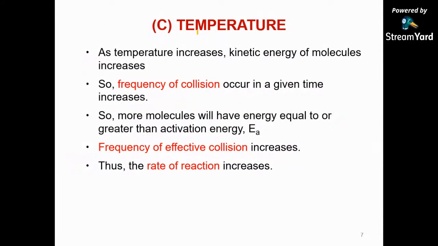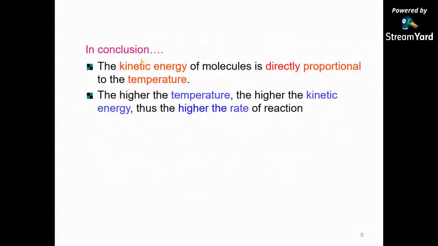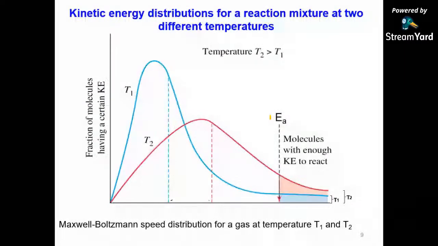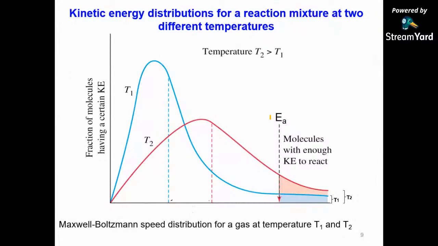For temperature, we have to talk about the effect on the activation energy. So here frequency, then effective collision, and the third one, rate of reaction. The general one is based on temperature increase: kinetic energy of molecules increases. So this is the conclusion. Kinetic energy is directly proportional to the temperature. So higher temperature, higher kinetic energy, higher rate of reaction. This is the Maxwell-Boltzmann distribution curve. So the first one, the curve, the temperature is lower.